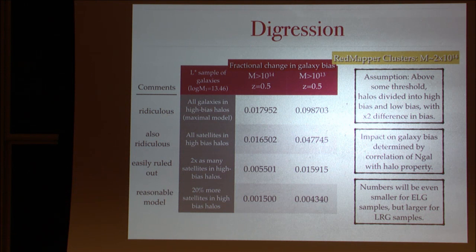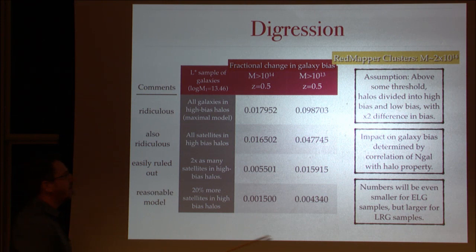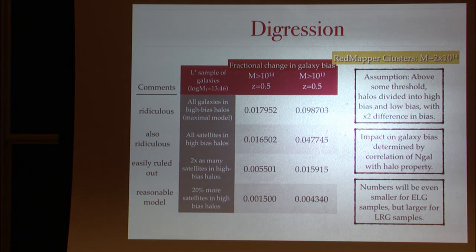I am assuming something larger than what Sir Hood actually found, that when you get to cluster size masses, there's a factor of two difference between the low concentration and high concentration halos. Now, that doesn't have anything to do with the galaxies unless the number of galaxies actually correlates with that halo property. So that is what's actually going to change the bias of our galaxies.